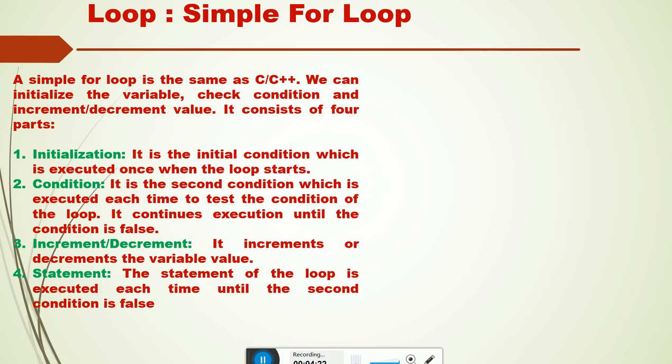Last is increment or decrement: how you will increase the value of the variable for the next iteration, or you can use the decrement operator. So it increments or decrements the variable value, and the last part is the statements. The statement of the loop is executed each time until the second condition is false. Let's see the example so you can understand much better.